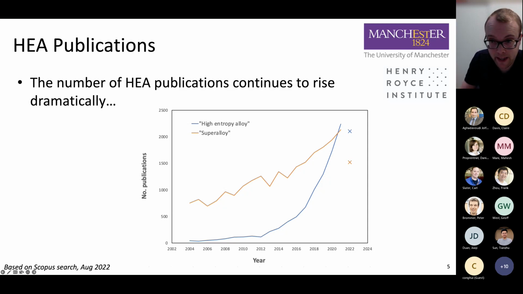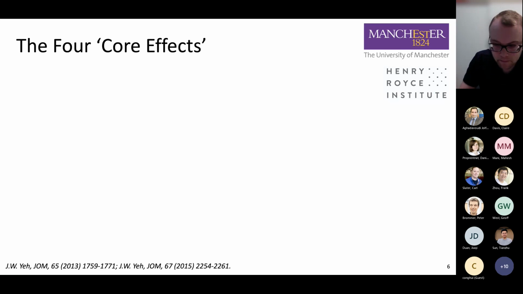for the first time, and now they're actually well ahead, and this was in August, and I can imagine this gap has grown, and we're probably aiming for over 3,000 publications this year on high-entropy alloys. So it has become quite a hot topic in metallurgy.